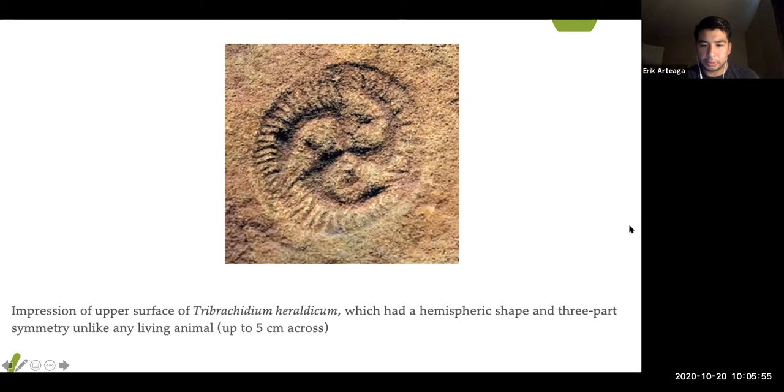All right. Here's just another fossil, showing you another interesting shape of organism here.